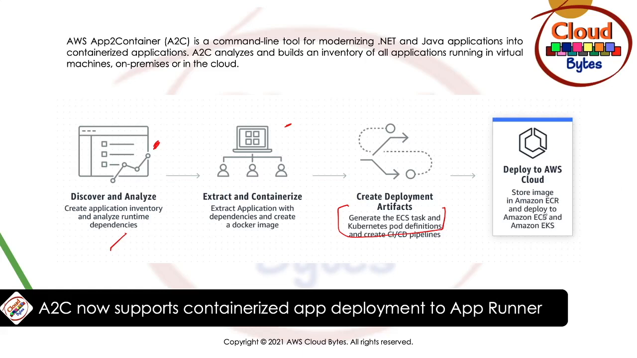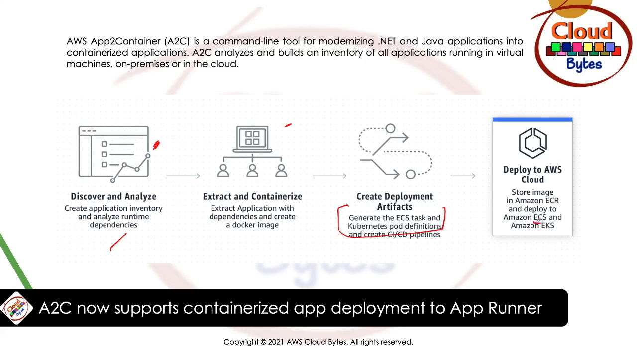You can put it in a container repository and then deploy using a Fargate cluster or a Kubernetes cluster. So that is what A2C brings to the picture. What exactly is this news? A2C now supports deployment of containerized Java and Spring Boot applications to AWS App Runner. So with this feature, users can now target App Runner as a deployment runtime in addition to ECS and EKS. So ECS and EKS are already there.